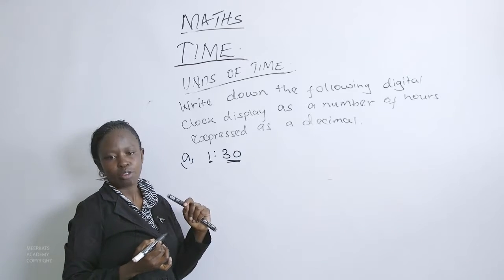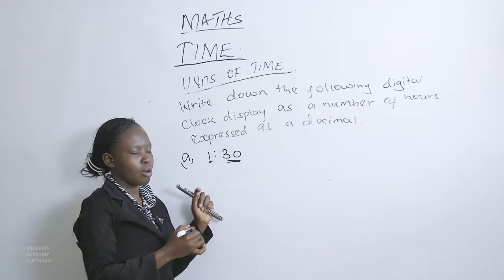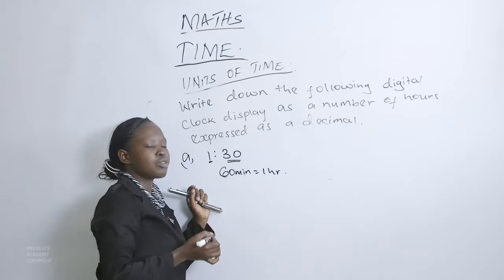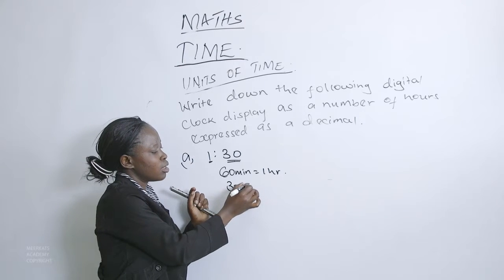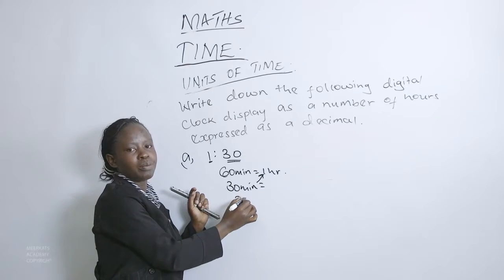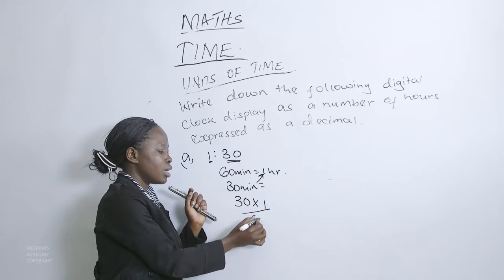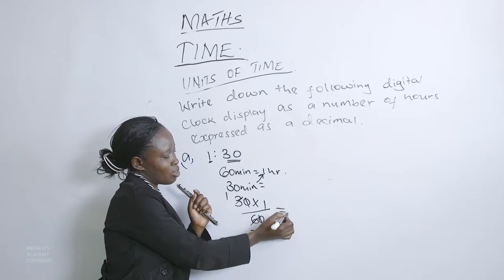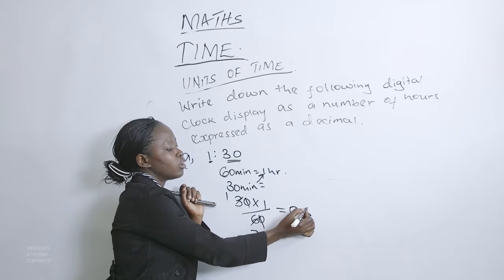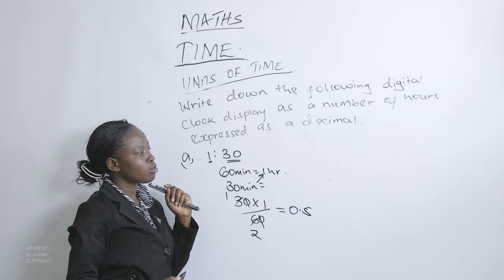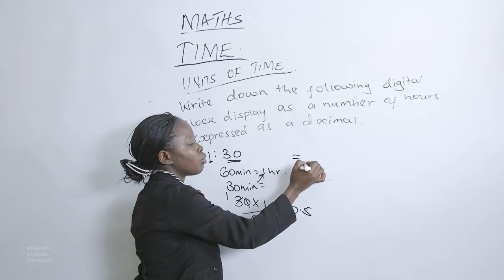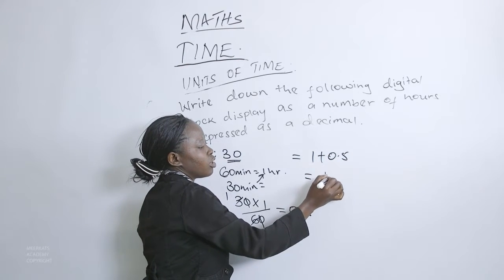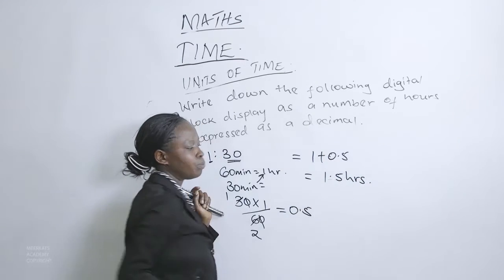Then it means that I have to convert my minutes into hours. And we know that 60 minutes is 1 hour. So that means that what about 30 minutes? We will have 30 times 1 divided by 60. 3 into 3, 1. 3 into 6, 2. So we will have 0.5. So this means that if I express this as a decimal, then we will have 1 plus 0.5, and 1 plus 0.5 will give us 1.5 hours.